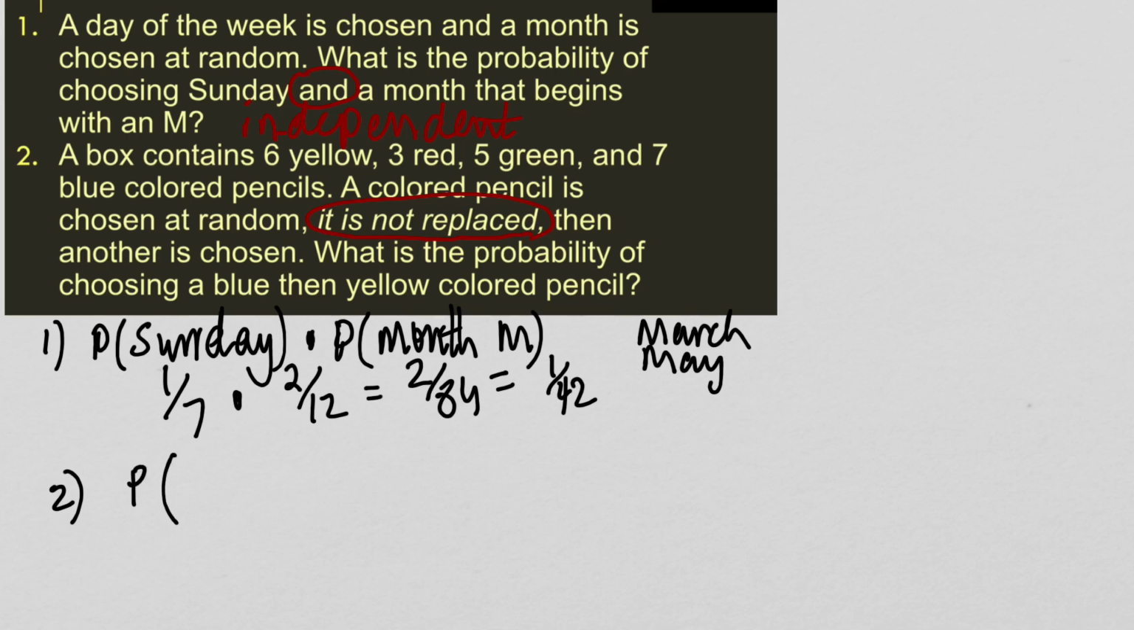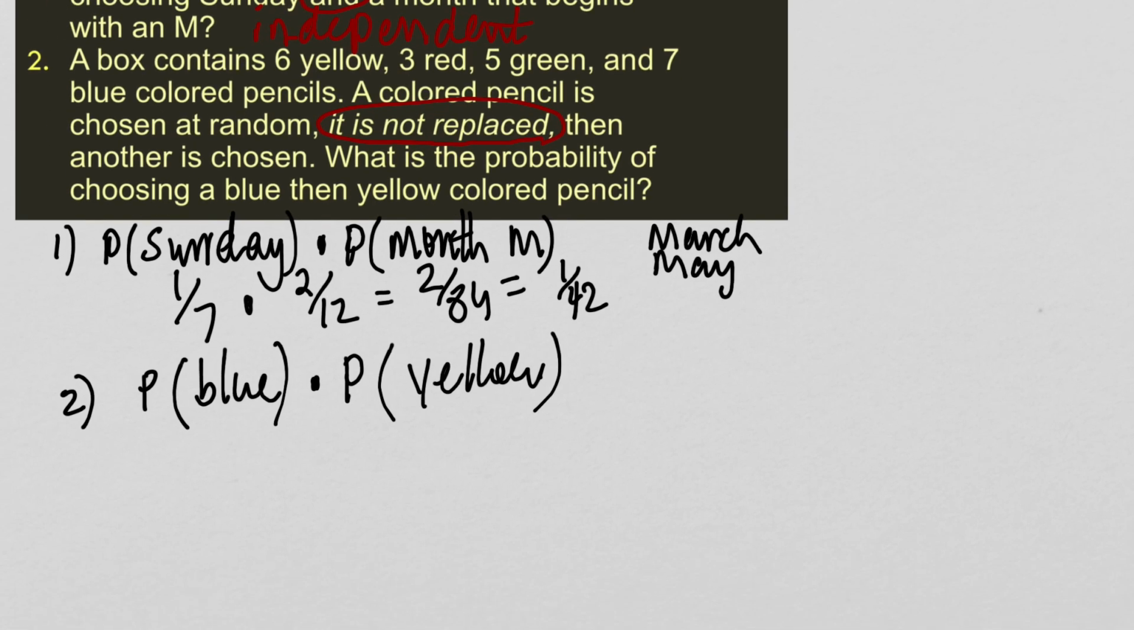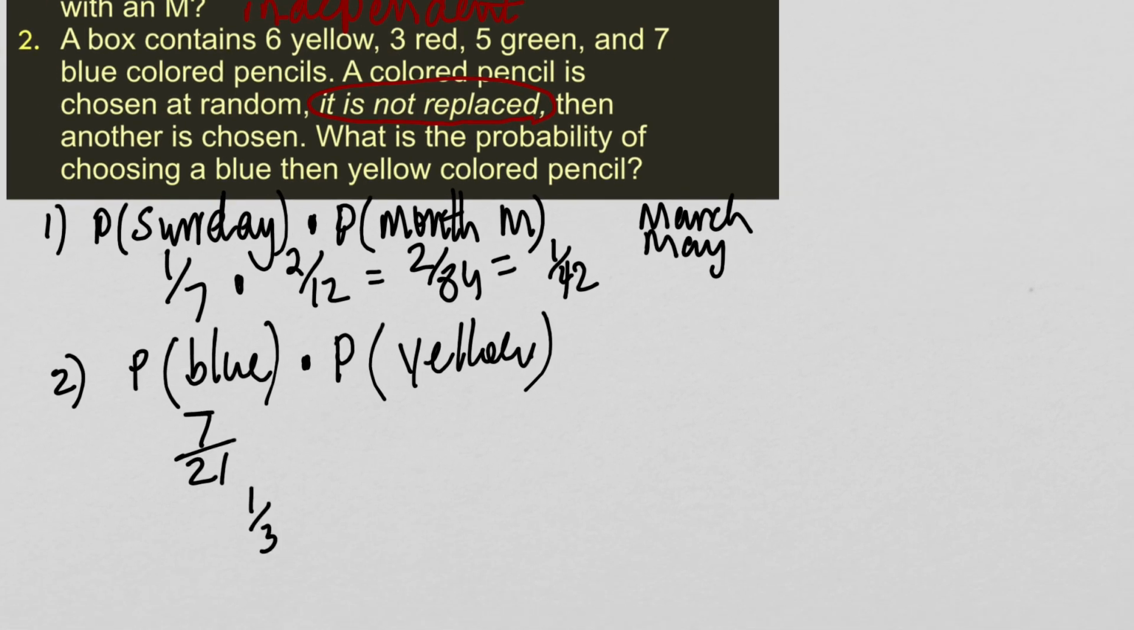So I want to first find the probability of choosing a blue, and I'm going to times this by the probability of choosing a yellow. So the probability of choosing a blue pencil. So to choose a blue, there are 7 blue pencils out of a total of 21, 7 out of 21, and that reduces to 1/3.